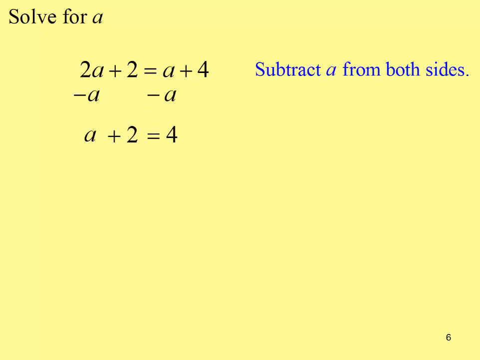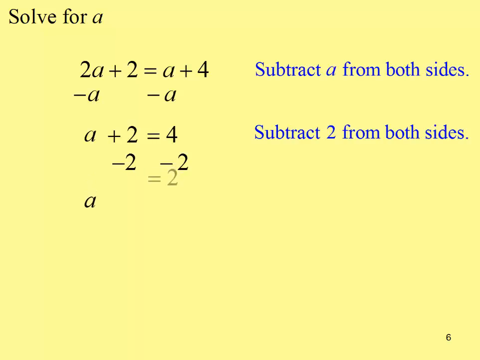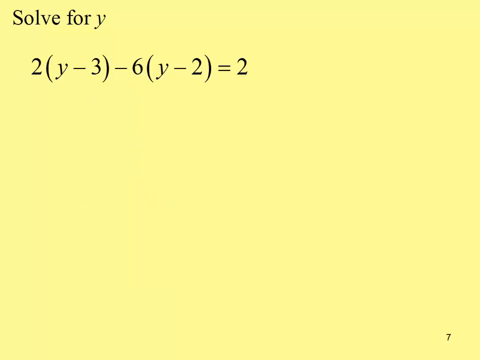We still have the 2 on the left. To get the a by itself, we need to subtract 2 from both sides. And so we've solved the equation. They get a little bit more complicated.